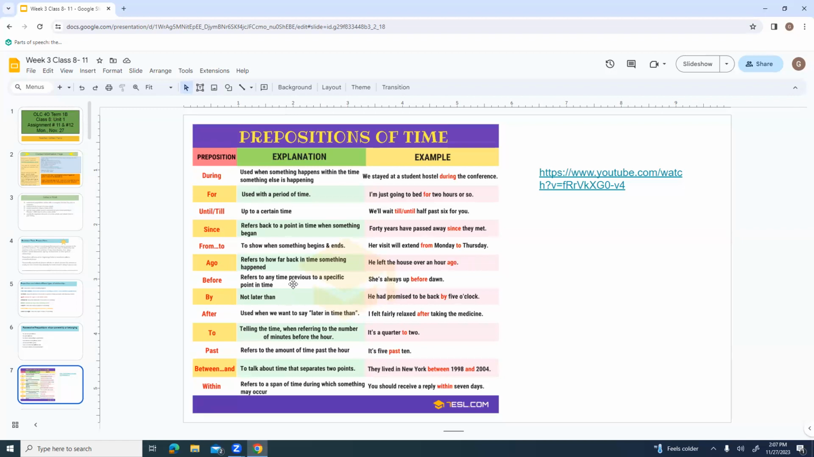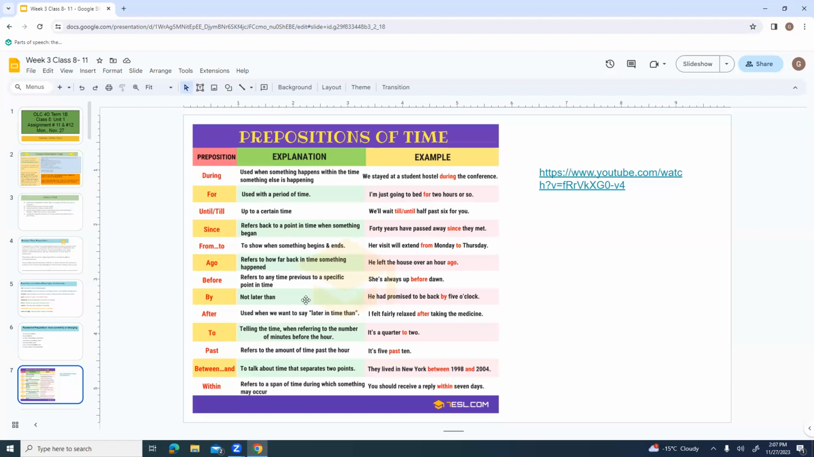Before refers to a point in time previous to a specific point in time. That sounds kind of vague, but like she's always up before dawn. He got his work finished before bed. So it's connecting two different points of time in a sense. By is not later than. So he'd promised to be back by 5 o'clock, like not later than 5 o'clock. You need to be in by 10 o'clock for curfew. It's giving you like a hard deadline.